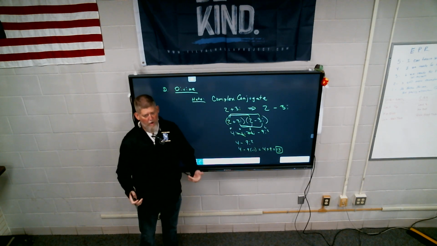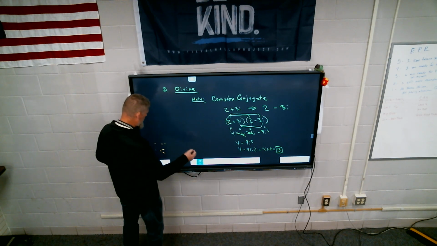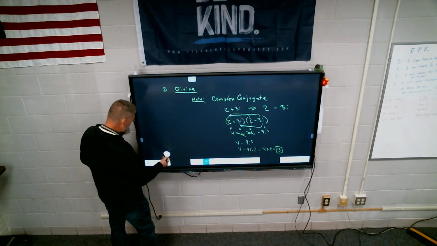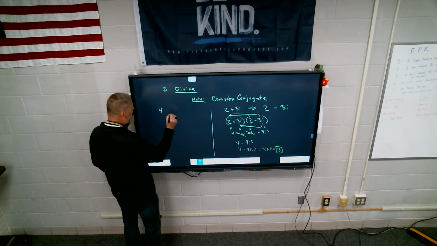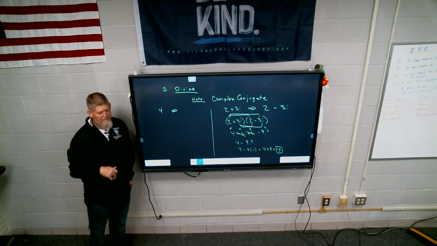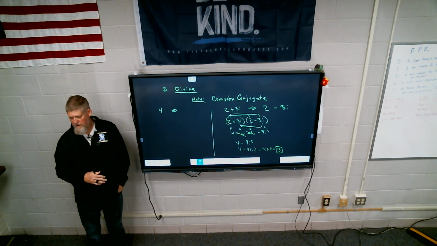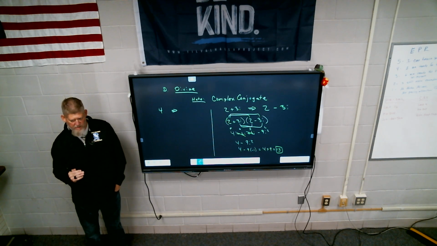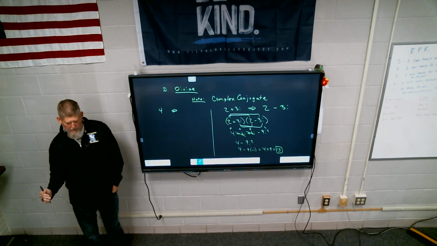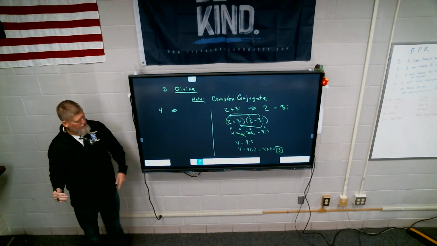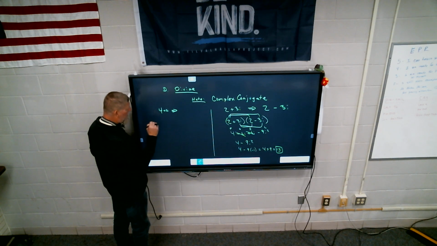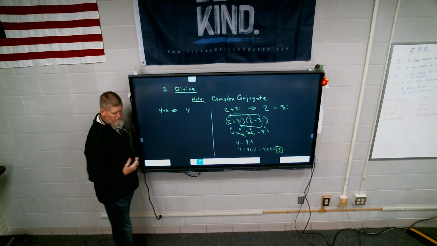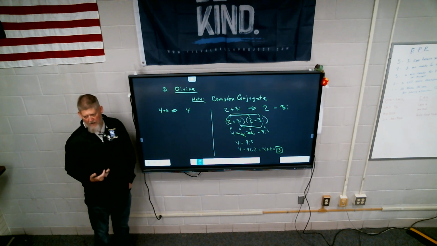All right, so a couple little tricky ones for you. I don't want you to be tricked. What if I give you 4? What is its complex conjugate? Do you change the sign of the real or change the sign of the imaginary? The imaginary. So that's like saying 4 plus 0i, right? So its complex conjugate is just 4, because you don't change the sign of the real one.